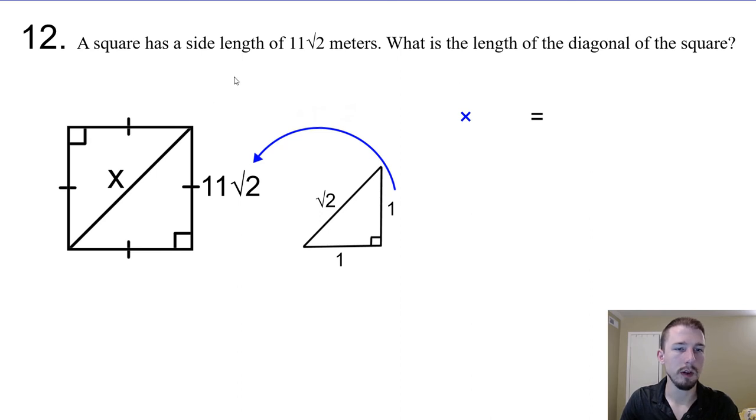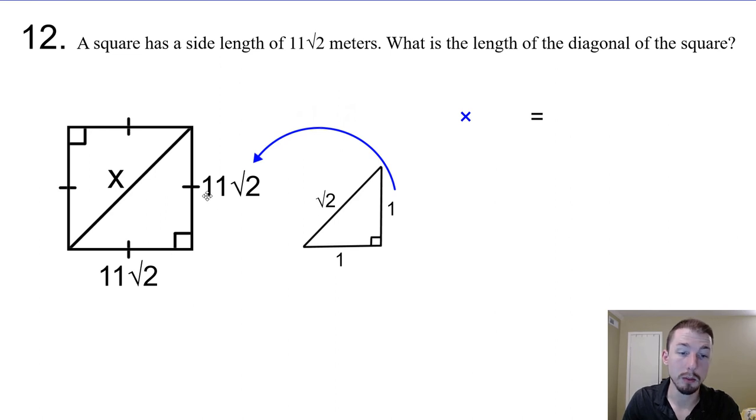Number 12, a square has a length of 11 radical 2 meters. So one of the side lengths is 11 radical 2, shown there. What's the length of the diagonal of the square? Well, if it's a square, it's got two 45, 45, 90 triangles, right? So if this is 11 radical 2, that means, see if I can duplicate that real quick, it means this is also 11 radical 2. So then the real question is, what is the length of x?